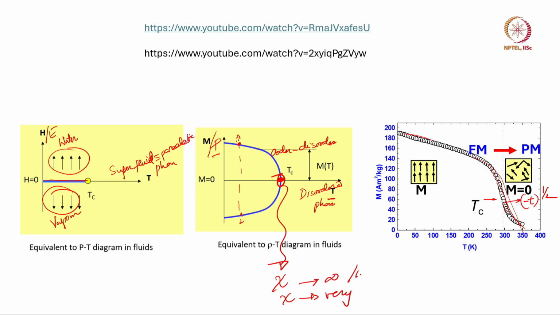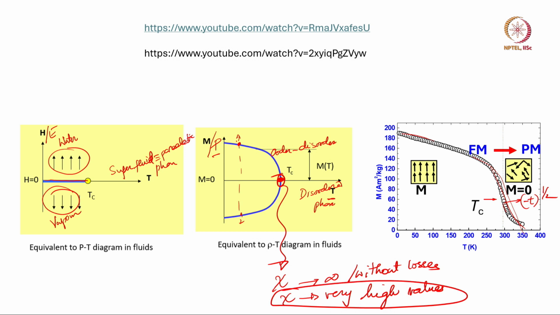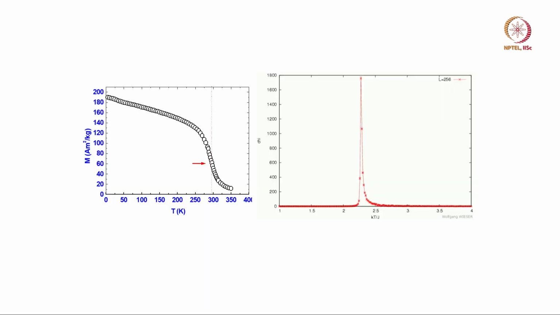This is without losses. With losses it goes to very high values. So you are enhancing the property, you are enhancing susceptibility, at critical points or at phase transitions. We just looked at second order phase transitions.